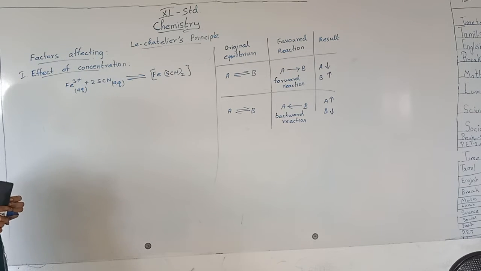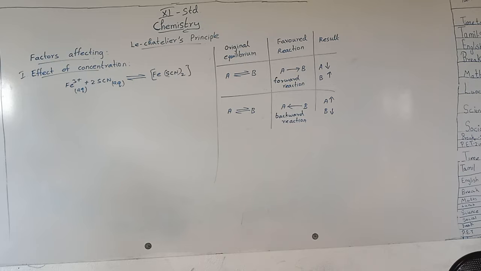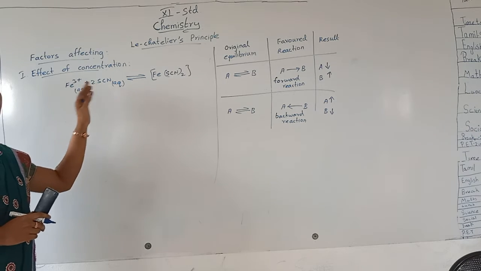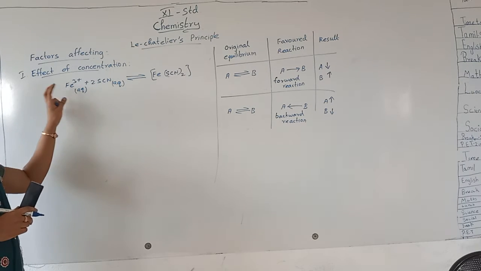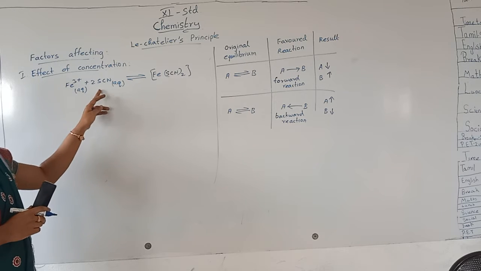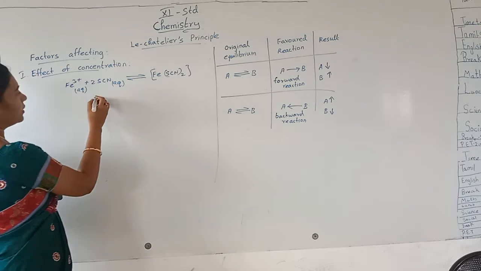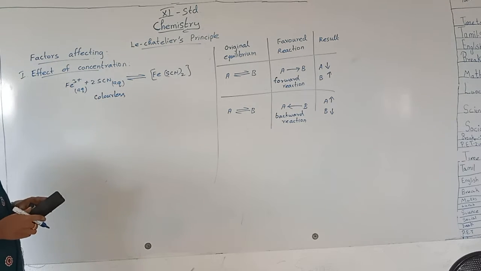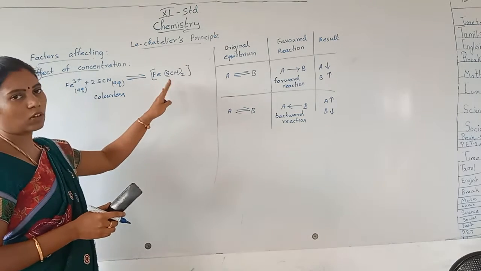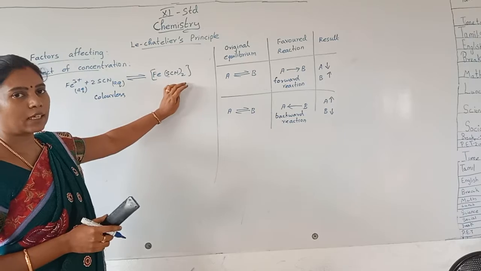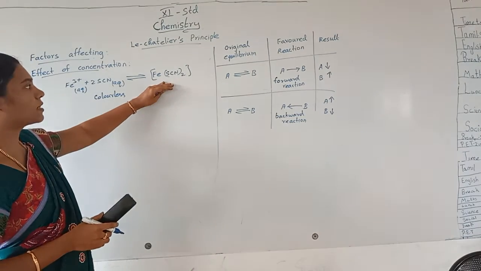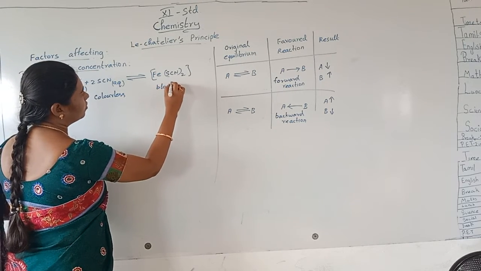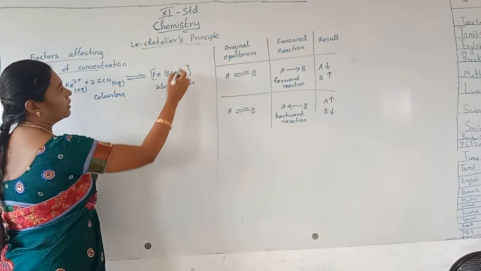So you have Fe(SCN)2+ in the aqueous medium solution. This is the effect of concentration reaction. The SCN is a thiocyanate. The iron is a metal, and it reacts with the thiocyanate. It is colorless, and in the equilibrium reaction one complex is formed, the iron thiocyanate complex, which is blood red in color.